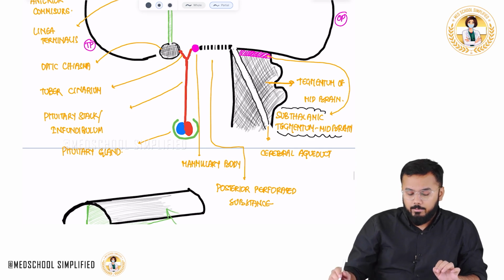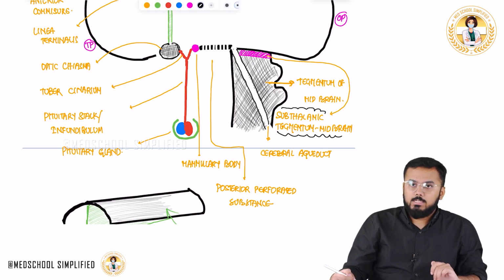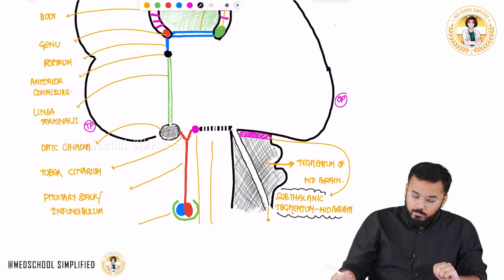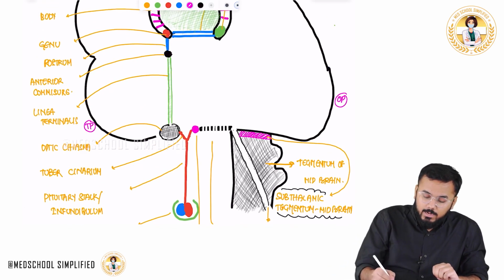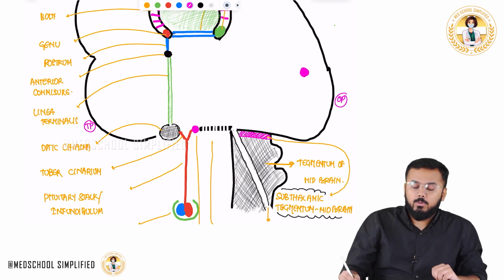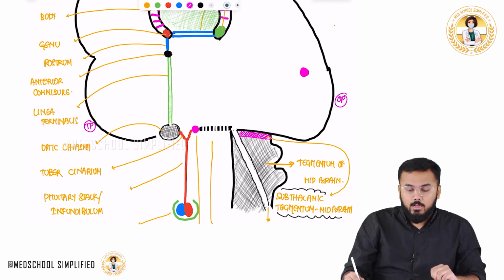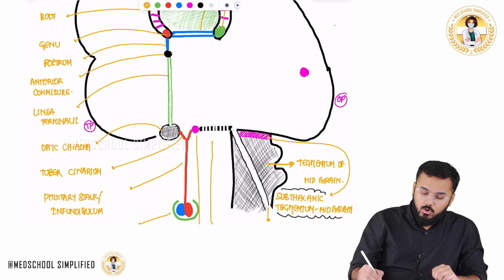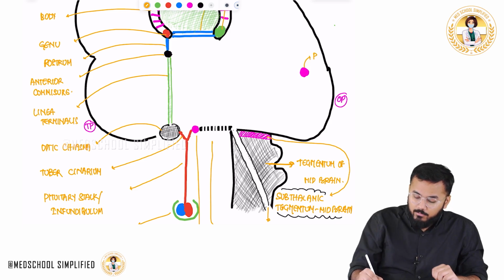So, one is called the tegmentum of your midbrain and the next one is called the subthalamic tegmentum of your midbrain. Now, one more important thing I have to tell you is that on the posterior aspect, here you have a structure like this. This structure is called your pineal gland. Pineal gland is also given another name. It is also called epiphysis, okay?